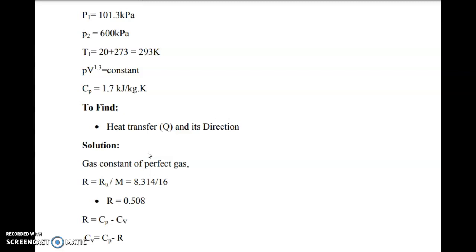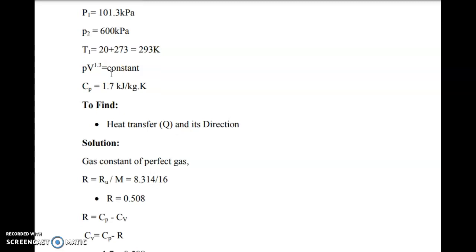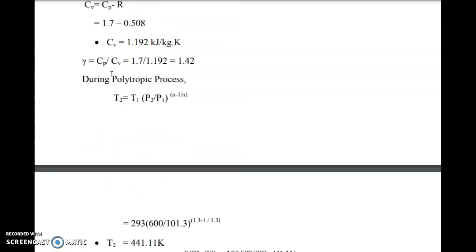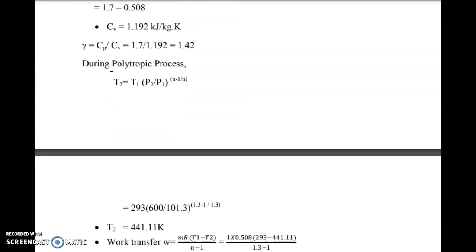Okay, so that is a system. In that, gas is there, and that gas is subjected to a compression process. If the compression process happens by following the polytropic process, what about the heat transfer and its direction of heat flow? That is our objective. So we have to find out. Initially we have identified it is a polytropic process.